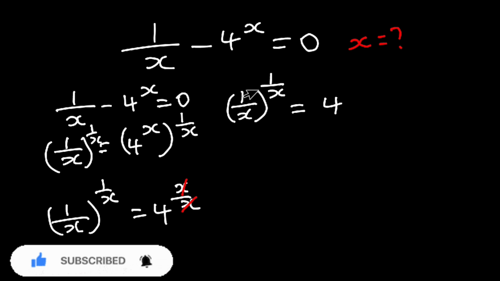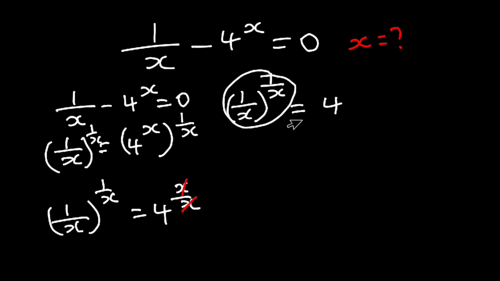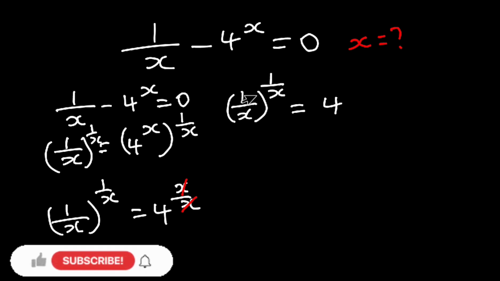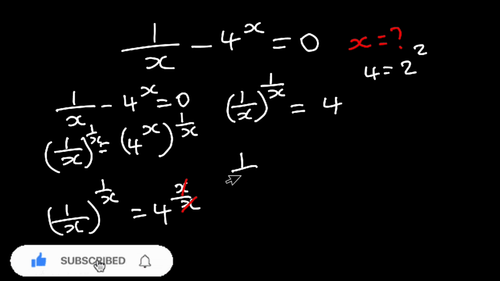Now if you look at the left hand side of this equation, we see that it is in exponential form, and not only exponential form, the base is equal to the power. So we are going to write this 4 in this format. Can we? Yes, because 4 is equal to 2 to the power of 2. So when we do that, we are going to have 1 over x to the power of 1 over x equals 2 to the power of 2.